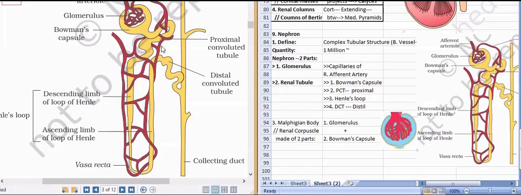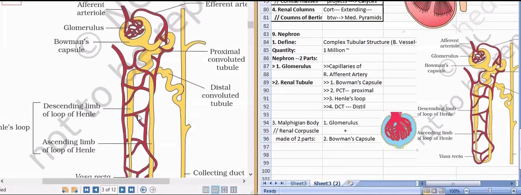If this capillary is surrounding, then it is called the peritubular network, wherever it may be, in the PCT or DCT. Especially at the end of Henle's loop, if the capillaries are surrounding, that is called the vasa recta. So we'll see these topics also.